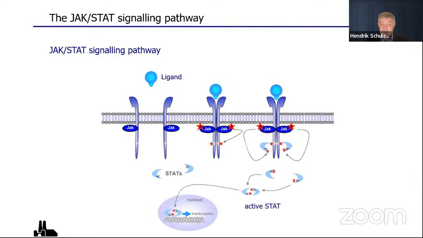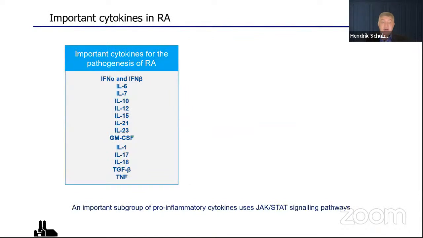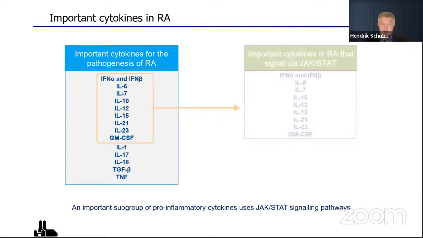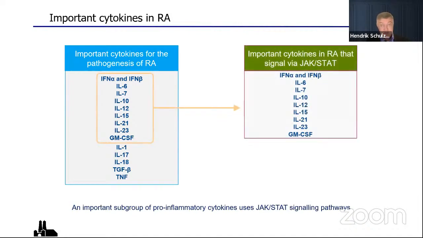The STAT molecules dimerize, and then, as I said, they enter the nucleus and induce transcription of inflammatory cytokines. Many of the cytokines that we have all worked on over the last 30 years or so that are important in different rheumatic diseases, in particular rheumatoid arthritis, use the JAK-STAT system to transmit their signal, and they are shown here in the upper part. These are important cytokines, for example, IL-6, IL-12, IL-23, GM-CSF, interferon. So many of the cytokines involved in active inflammatory responses signal through the JAK-STAT pathway.